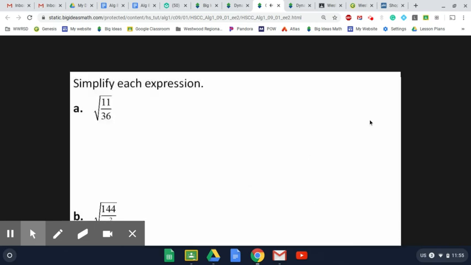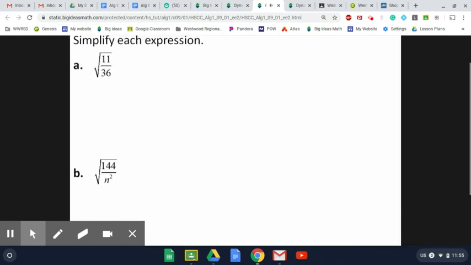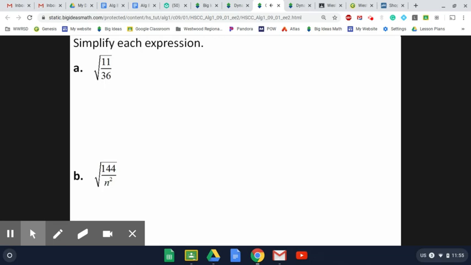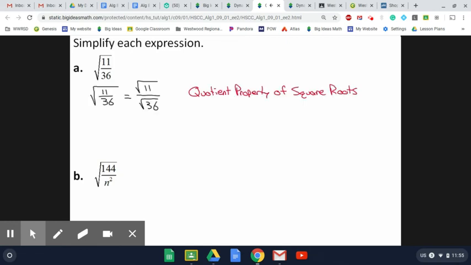Simplify each expression. Part A, the square root of the quantity 11 divided by 36. First, use the quotient property of square roots. The quotient property of square roots says that the square root of a quotient equals the quotient of the square roots of the numerator and the denominator. So the square root of the quantity 11 divided by 36 equals the square root of 11 divided by the square root of 36. Because the square root of 36 equals 6, the expression simplifies to the square root of 11 divided by 6.